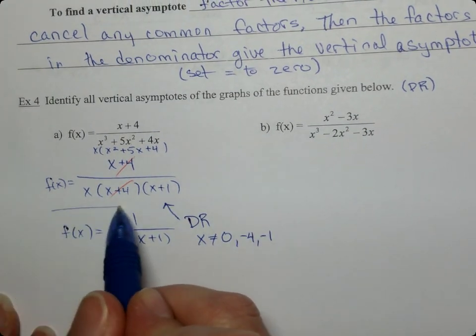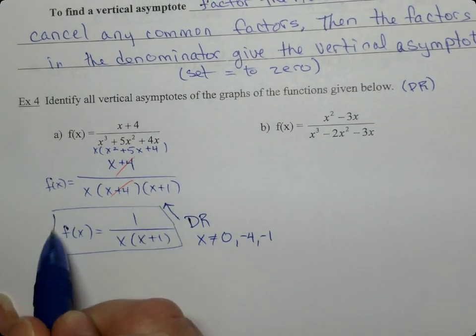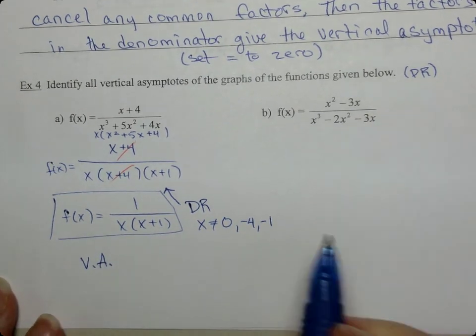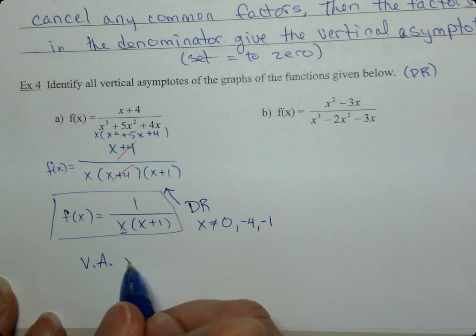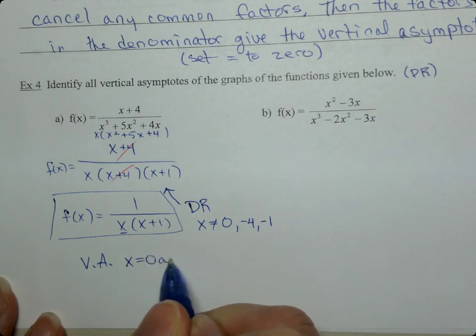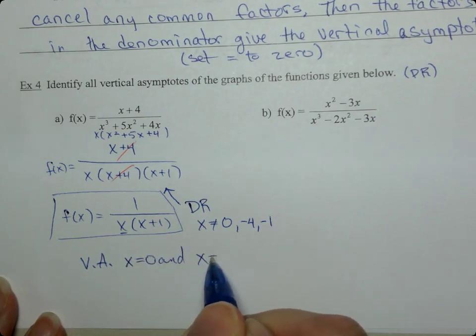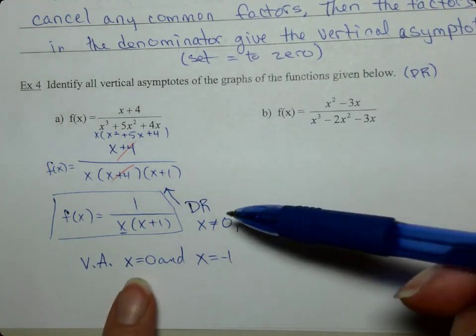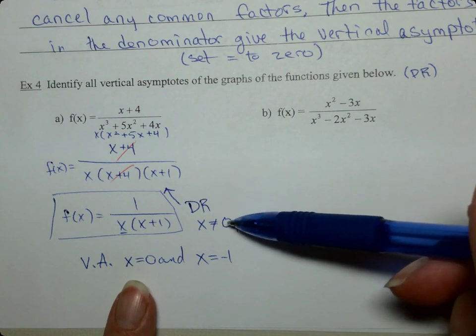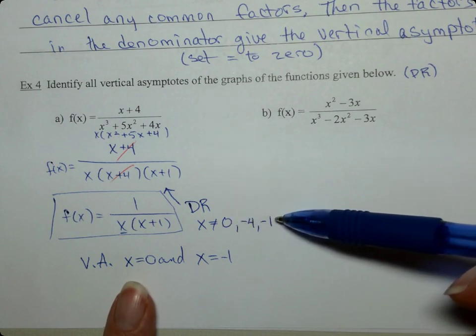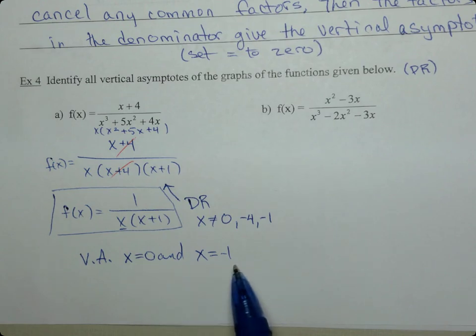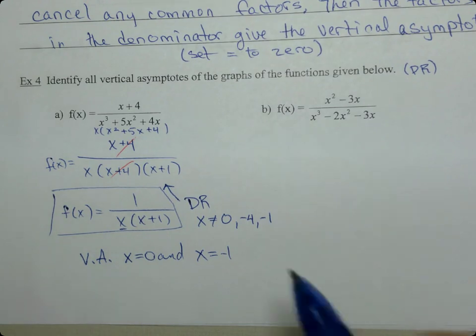Now, based on this, what are my vertical asymptotes? Well, what's left in the denominator? The 0 and what? So, and we write it as x equals. I can't stress this enough. Domain restrictions, I can just list after the x does not equal. But when you're doing vertical asymptotes, each one should have its own x equals, because you're defining separate vertical lines. Okay?